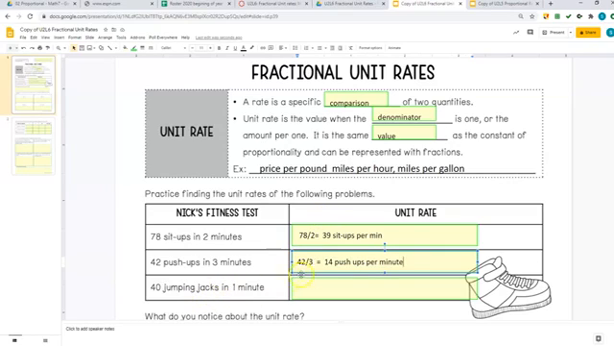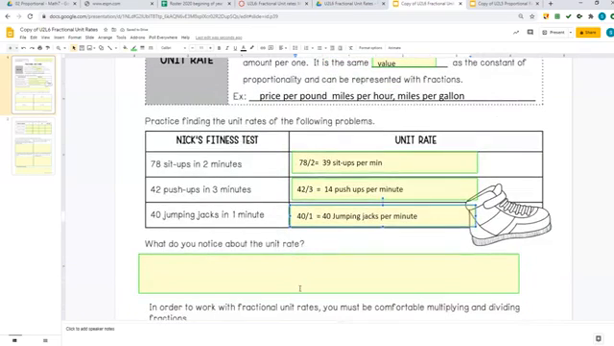So here, we already have it in 1 minute, so it's 40 divided by 1, so that equals 40 jumping jacks per minute. So there, the rate was already given to us. Alright? So, when we say the unit rate, well, unit rate is the per 1. So in the case above, per 1 minute.